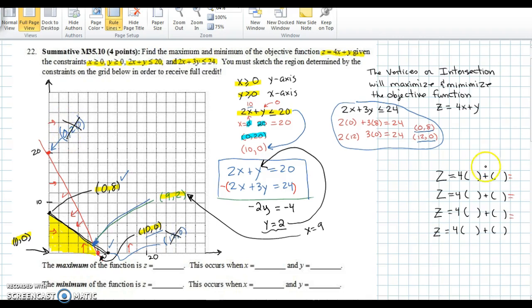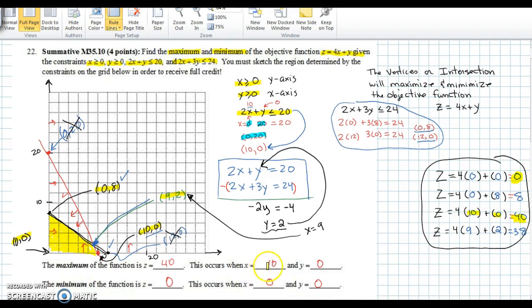We'll take all of these coordinates and plug them into the objective function. Keep in mind you were asked to find a maximum and a minimum. 0 and 0 produces 0, that's the minimum. 10 and 0 produces 40, that's the maximum. To finish up, those values are recorded here.